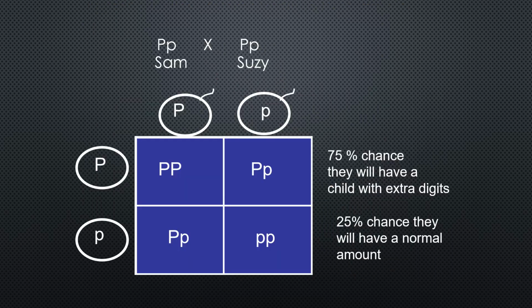So here we go. If we are looking at our Sam and Susie, and they are both heterozygous for the disease that is extra digits, that means there's a 75% chance that their children will have extra digits, and only a 25% chance that they will be normal, in quotes, that only have 5 fingers and 5 toes.